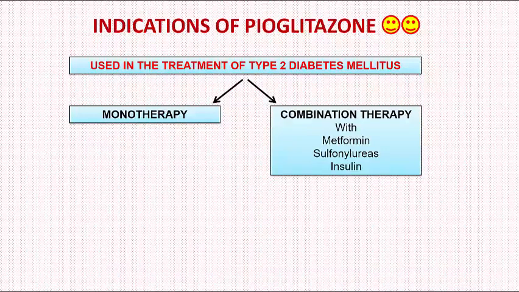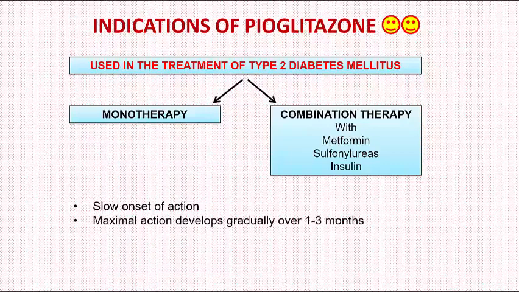It should be borne in mind that the onset of action of pioglitazone is relatively slow and the maximal effects gradually develop over a period of 1 to 3 months.